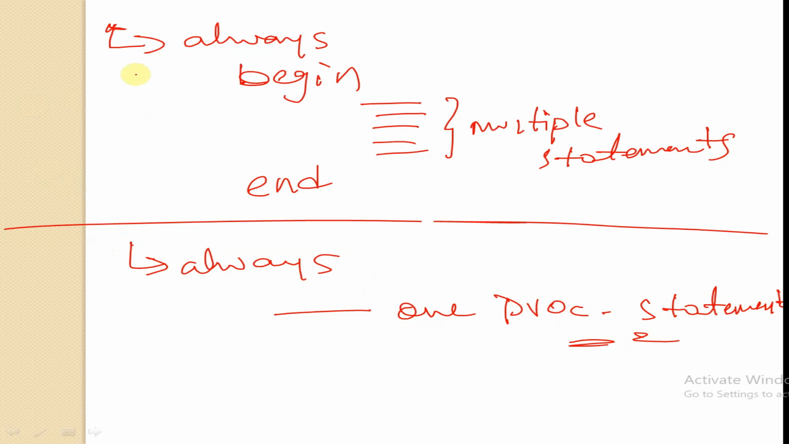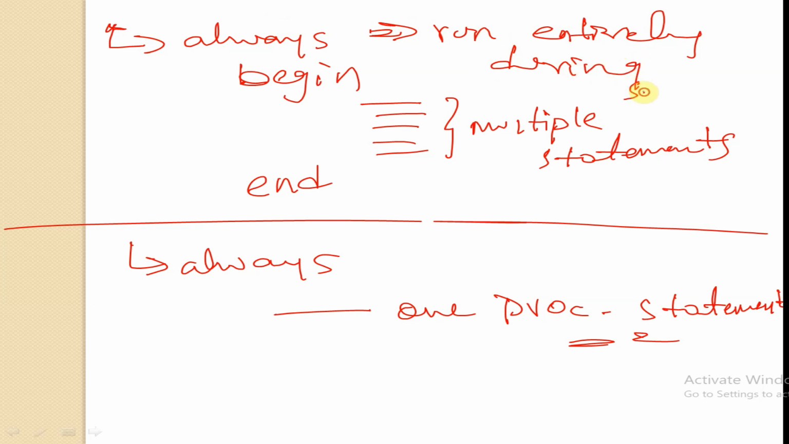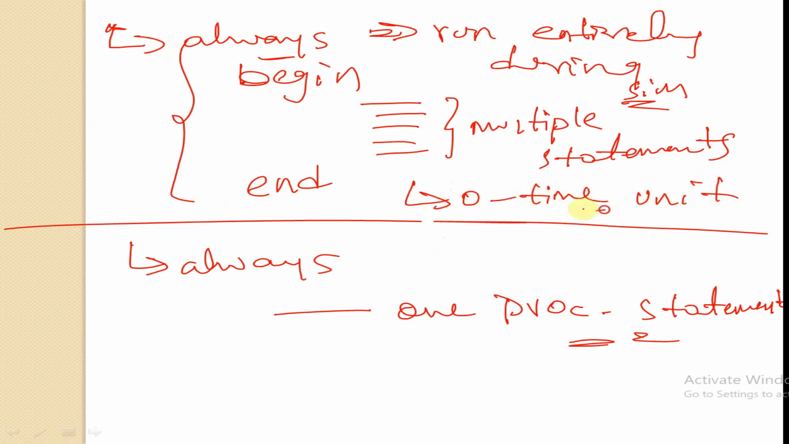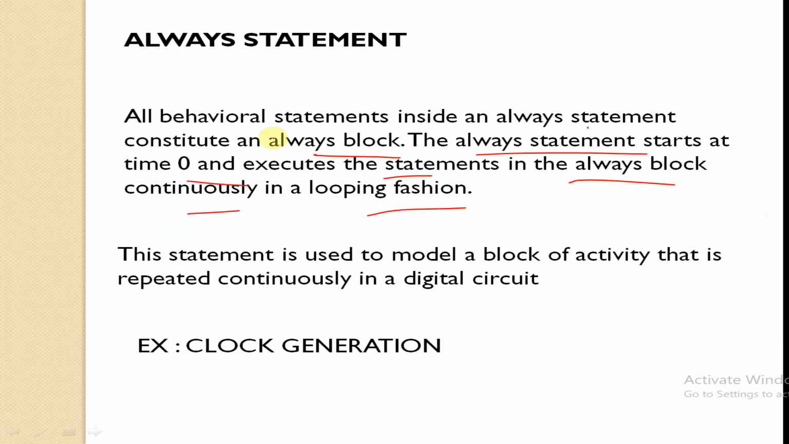And this always block is like a loop, so it will go on running during the simulation. Until the simulation ends, the always block will go on running, whereas the initial block will start at 0 time unit and it will only execute one time, whereas this always block is like a forever loop. It will keep on running until the simulation ends, and it will start at 0 time unit. So this is the important point to remember.